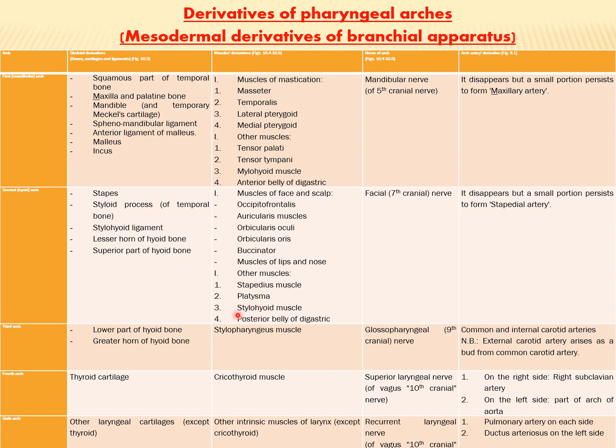Then stylohyoid and posterior belly of digastric. From the first arch, the anterior belly of digastric, but from the second arch is the posterior belly of digastric. Secondly, the nerve is, as we said, the facial nerve or seventh cranial nerve. The artery disappears except a small part called stapedial artery.